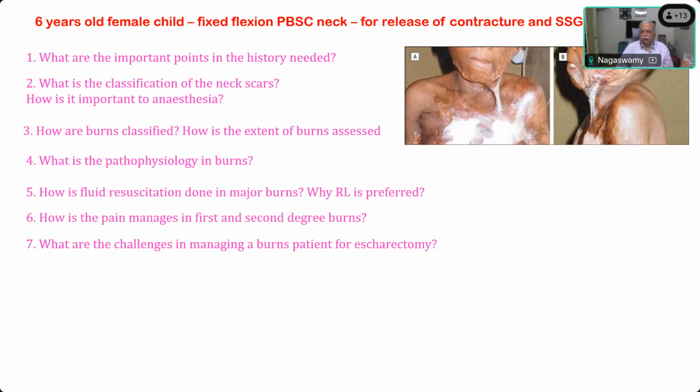Again, have any of you managed these cases during your training? Few cases, and the adults, adult contractures we have seen. No, this escharectomy in acute burns, how many of you have seen it being managed during this period of your training? No, sir. Again, that is a drawback.